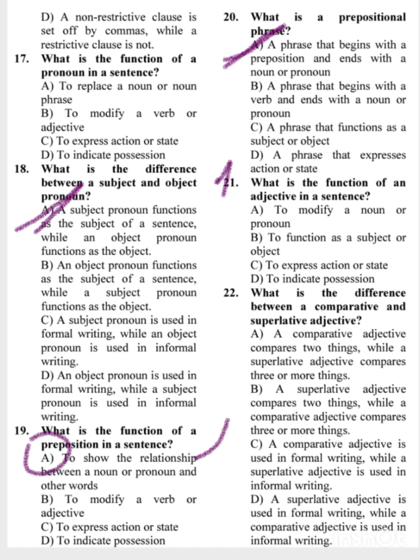Then moving on to the 21st question. What is the function of adjective in a sentence? Adjective is to modify a noun or pronoun. It is always providing some information regarding a noun or pronoun.